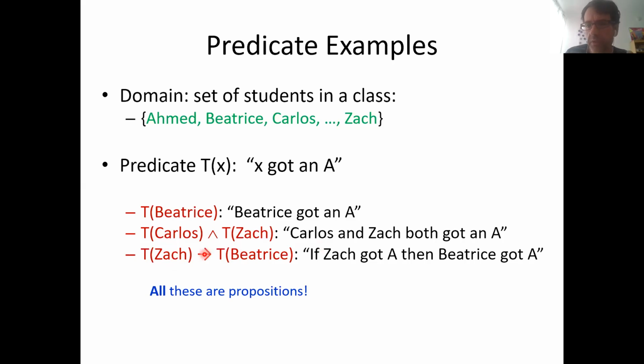Again, these compound propositions are also propositions, right? So perhaps it so happens that Zach got an A and Beatrice didn't, in which case this implication is false.